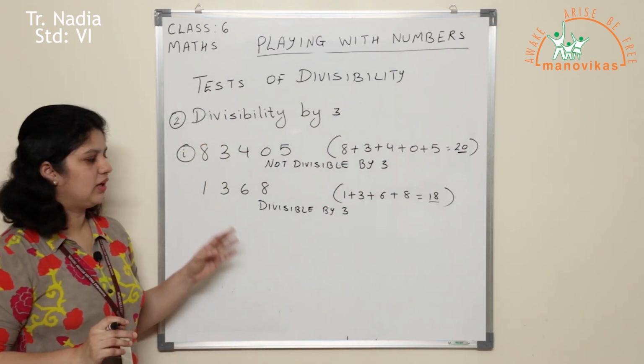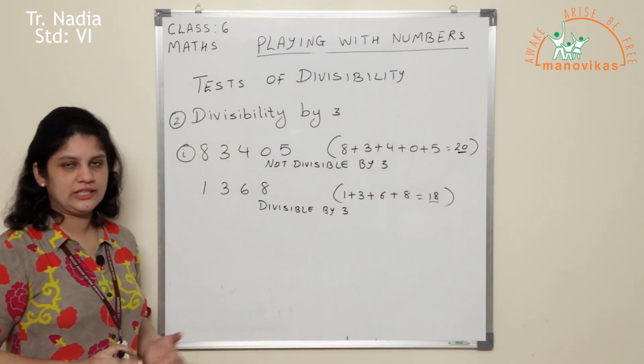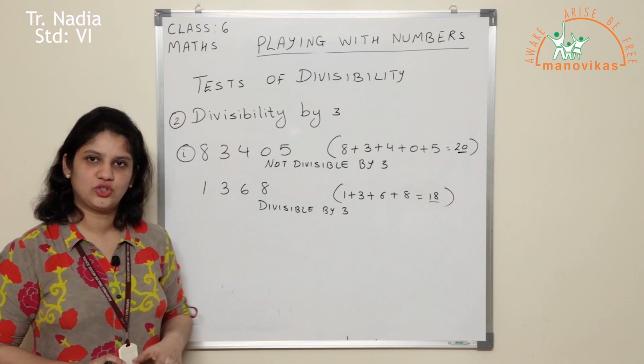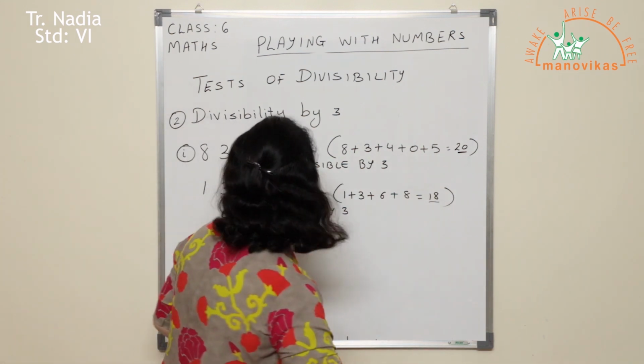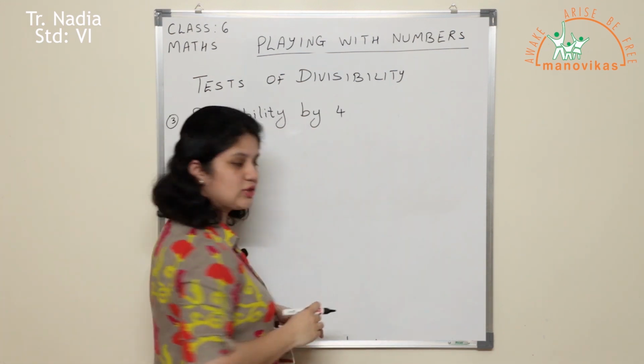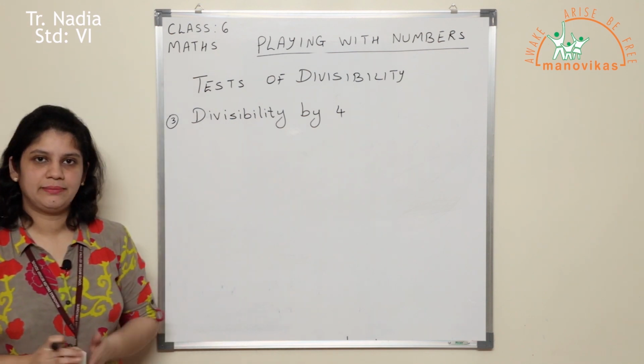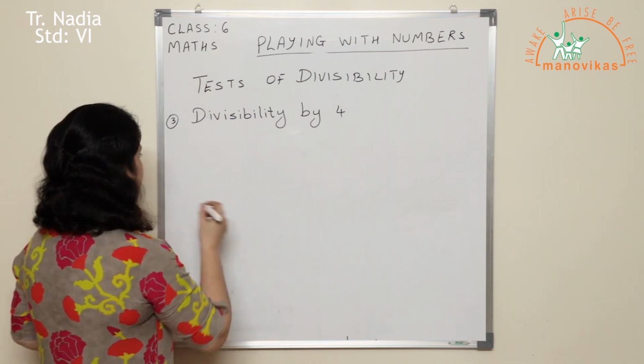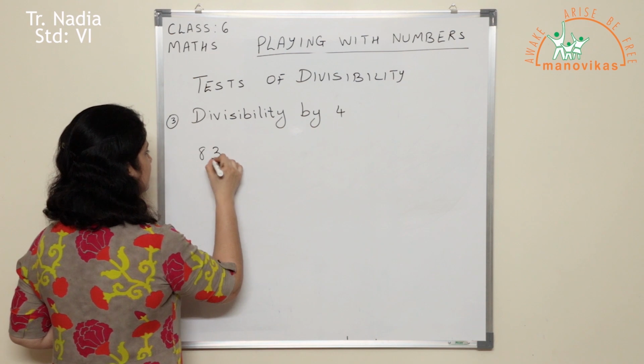Alright, so I hope you all have understood so far how to check divisibility by 2 and how to check divisibility by 3. Okay, so now let us see how to check divisibility by 4. Let me take a few examples.